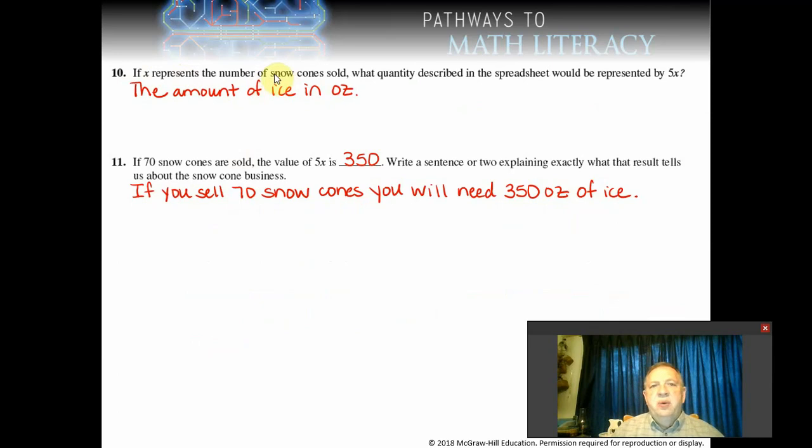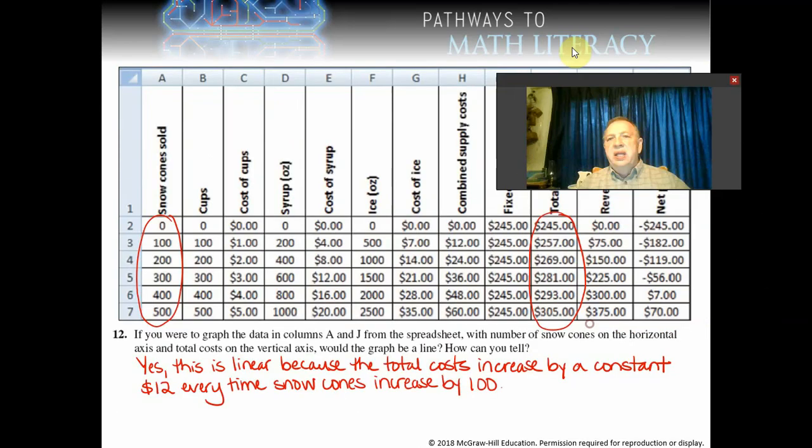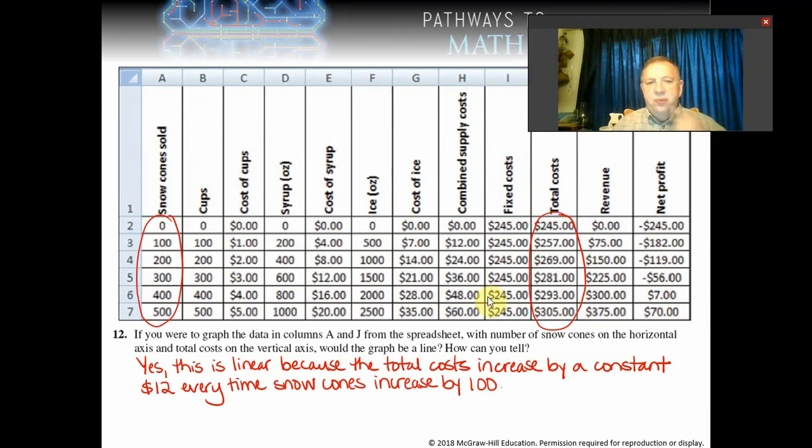If X represents the number of snow cones sold, what quantity described in the spreadsheet would be represented by 5X? If we went back, that would have been the amount of ice. So it uses 5 units of ice per snow cone. If 70 snow cones were sold, the value of 5X is 5 times 70, and that would be the ounces of ice. So if you sell 70 snow cones, you will need 350 ounces of ice. This whole table gives everything filled out for you so that you can do per unit cost and all of those and build out your profit.